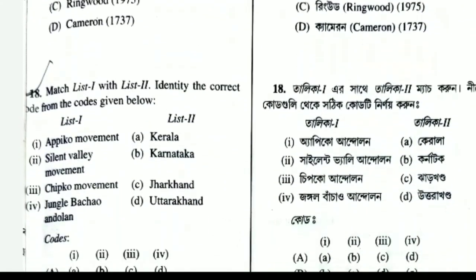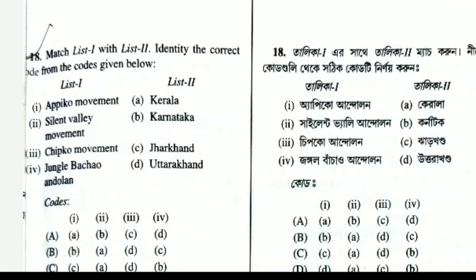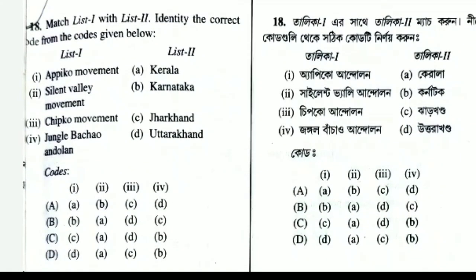Let's move to question number 18. It is also very important: what are the environmental movements and in which state they were conducted. So here in question number 18, you have to check which code will match. Here option number B will be correct. Yes, because the Appiko movement was started in Karnataka. Similarly, Silent Valley will be in Kerala. And Chipko movement, we know it is in Uttarakhand, that is 3 with D, A with B, 2 with A, and 4. That is 4 will match with Jungle Bachao Andolan in Jharkhand. These things are very important and frequently asked.